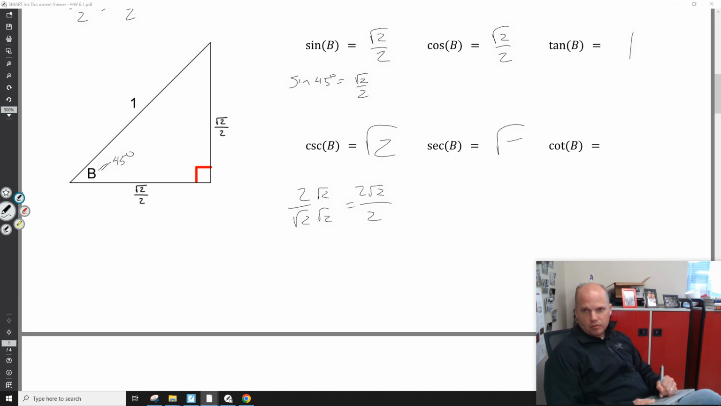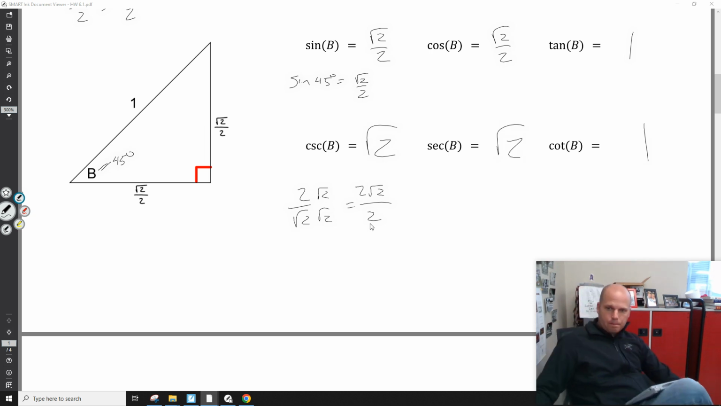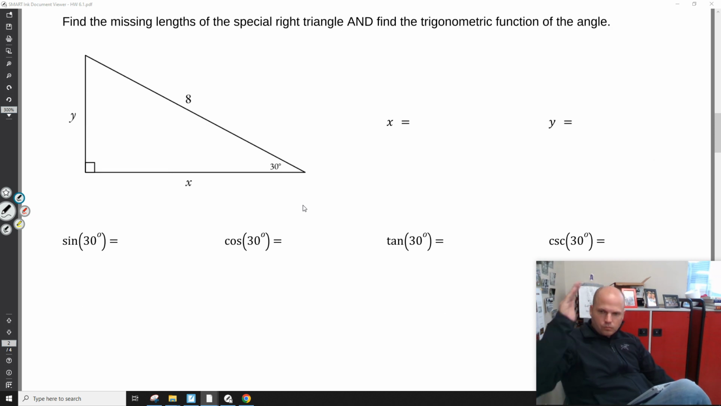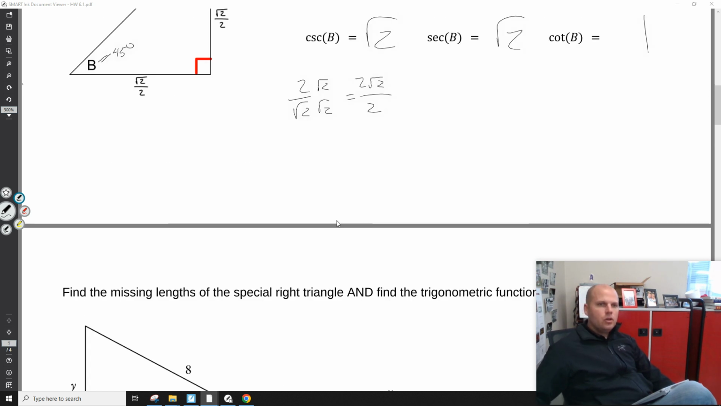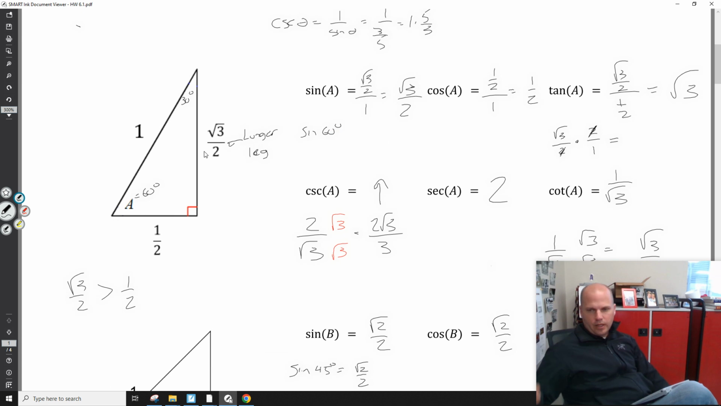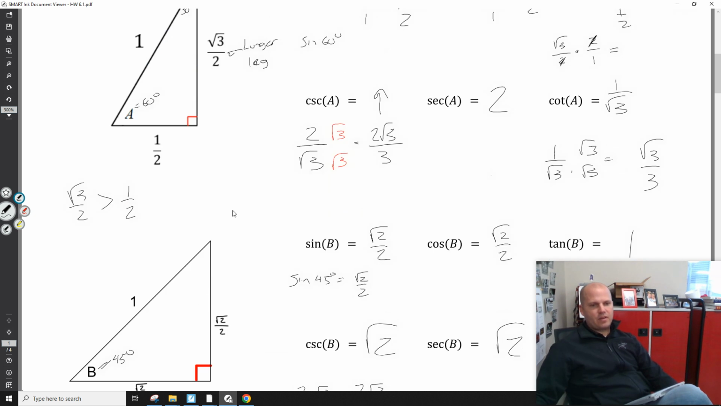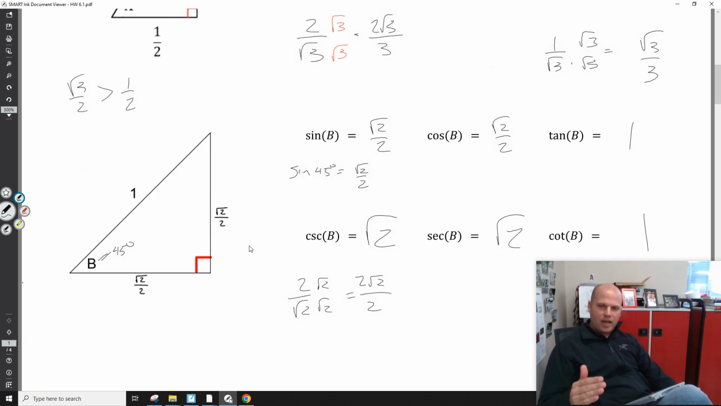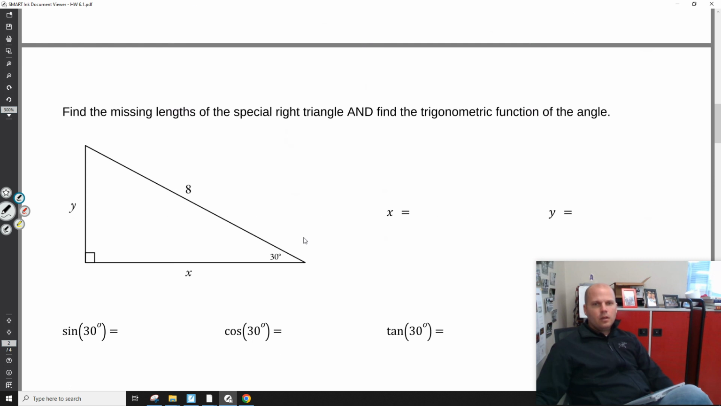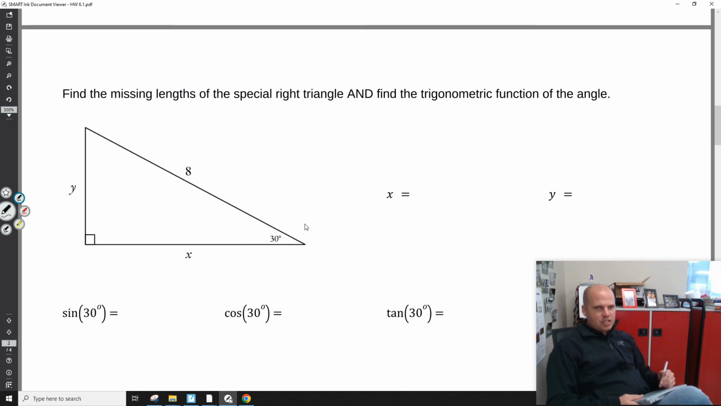So secant is going to be root 2, and flip 1, you just get 1. Okay? You are responsible for knowing those special right triangles and the lengths. You are responsible for knowing and having memorized the 30, 60, 90 triangle and the 45, 45, 90 triangle. Okay? You are responsible for being able to draw it, no matter what the orientation is.